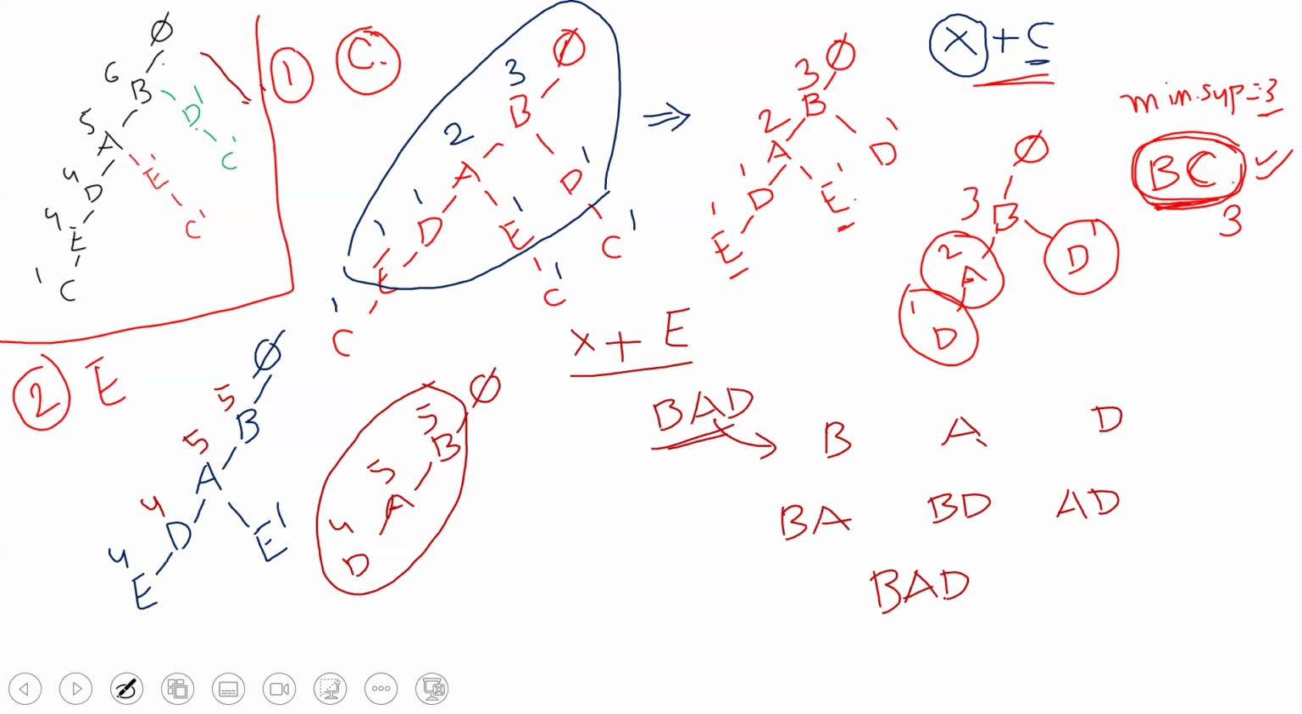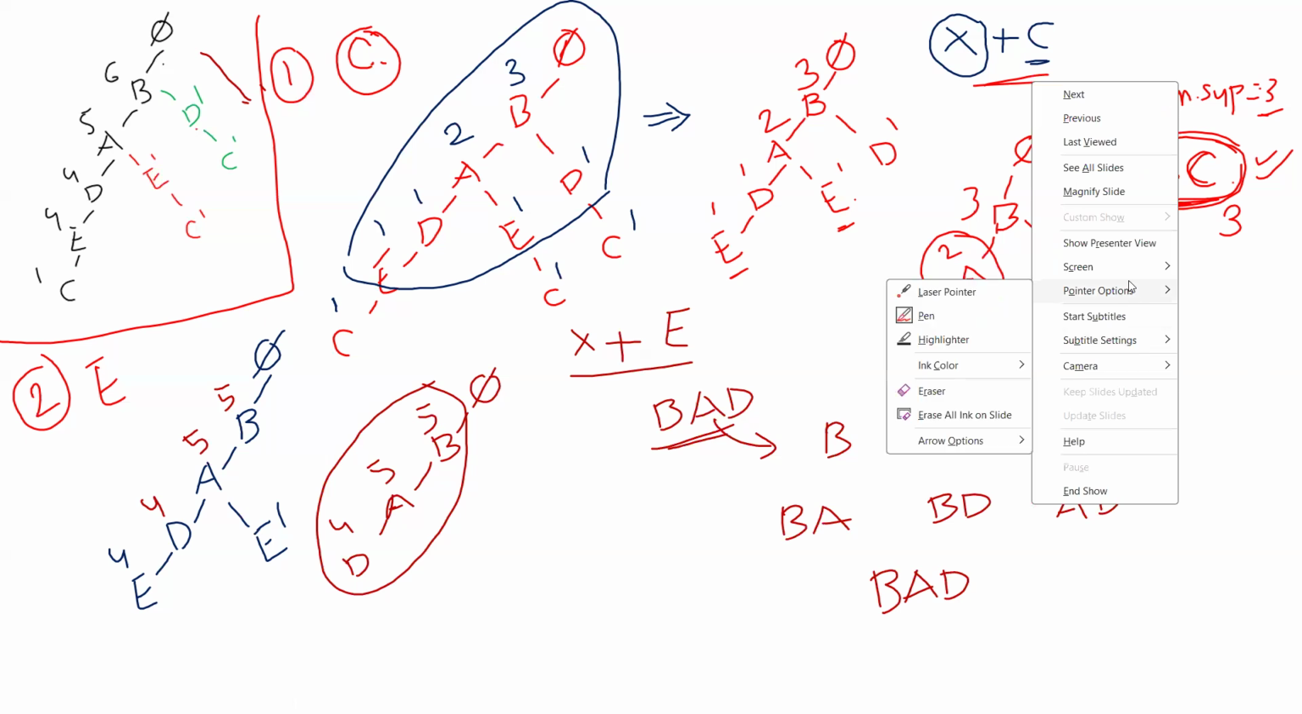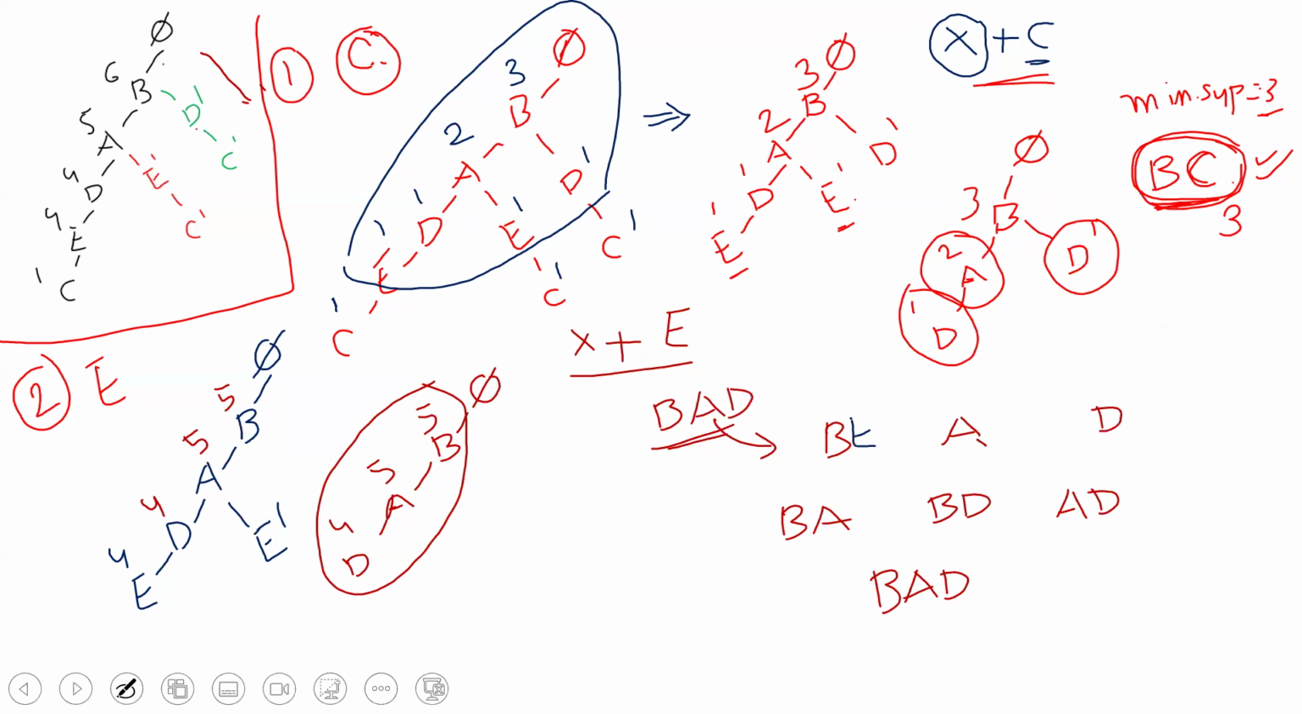At the end of everything, we just have to add E. So I'm adding E to every item set: BE, AE, DE, BAE, BDE, ADE, BADE. And what are the supports of these? The support is nothing but the support of that item in that branch. So for B it is 5, for A it is 5, for D it is 4, for BA it is 5, for BD it is 4.